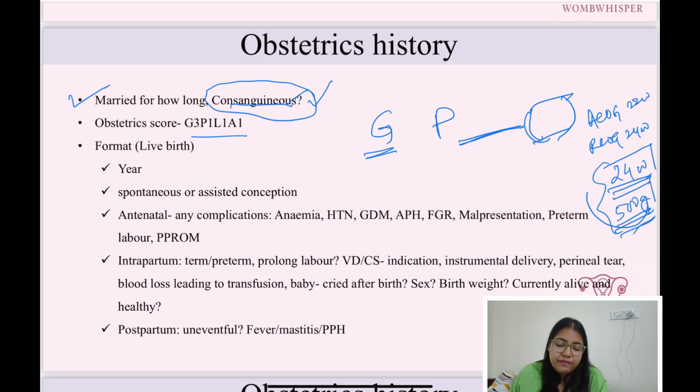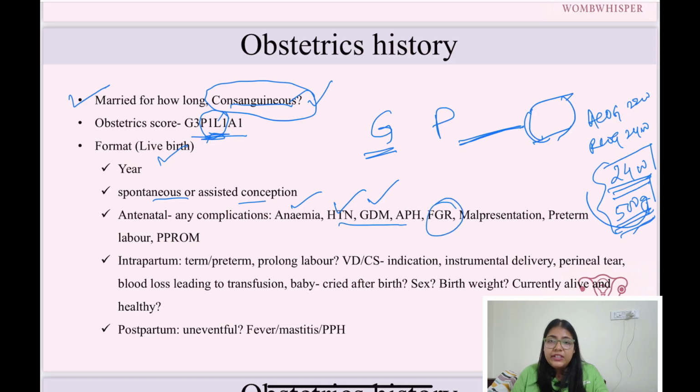If the patient had a live pregnancy, suppose this is para 1 live 1, she had one live pregnancy, so you should note the year she was pregnant, and whether the pregnancy was spontaneous or assisted, and if she had any antenatal complication, because some antenatal complications, if present in an earlier pregnancy, can recur in the next pregnancy, like anemia, hypertension, GDM, APH. All these recur in subsequent pregnancies also. So we should be knowing this.